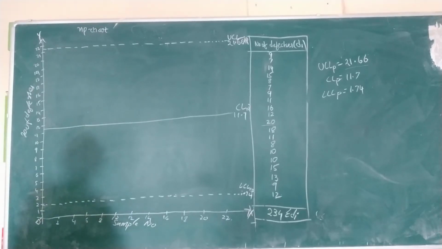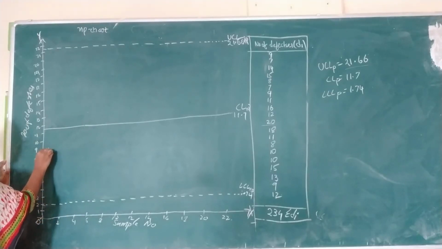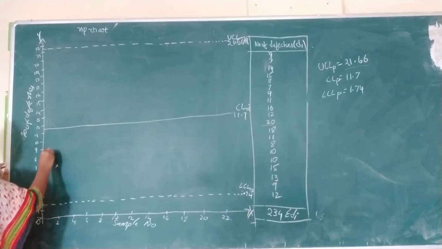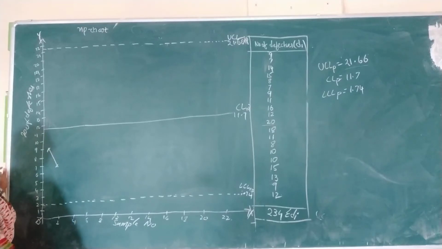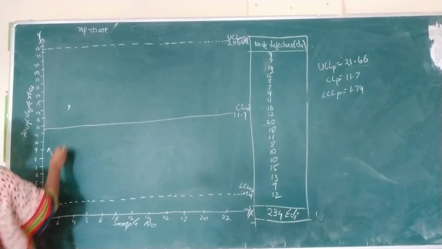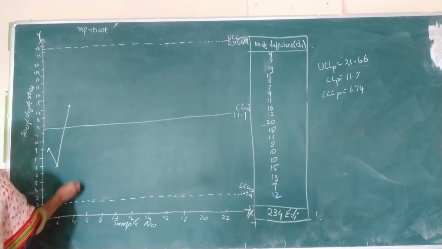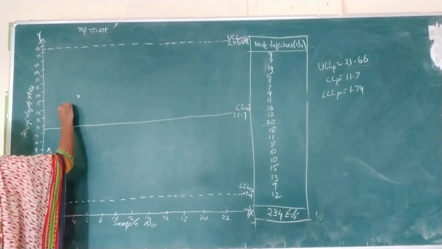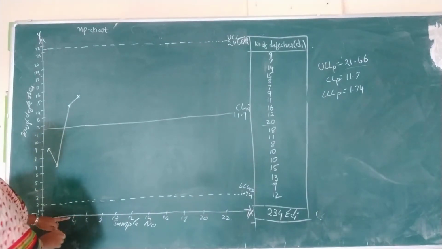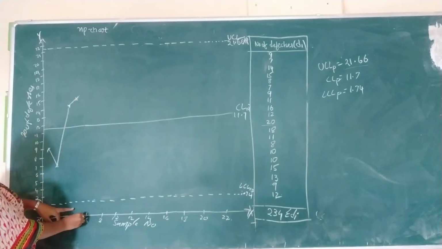So first, sample number 1, it is 9. So for the first sample plot 9. Next, the second sample it is 7. Join it. Next sample it is 14. Next, for the fourth sample it is 15. Next fifth sample is 8.